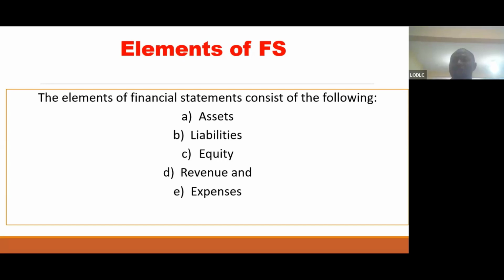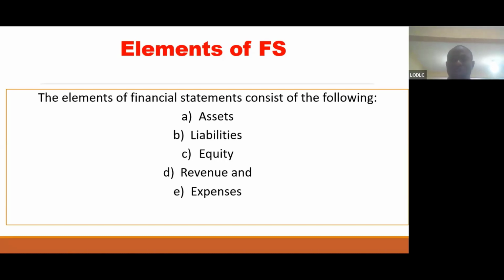So now, what are the elements that we can find in the financial statement? I said we have three major contents of the financial statement: the statement of financial position, the statement of profit or loss and other comprehensive income, and the statement of changes in equity. Do you understand? Two of these contents are very germane for every organization. The first one is what? The statement of profit or loss and other comprehensive income, and the statement of what? Financial position.